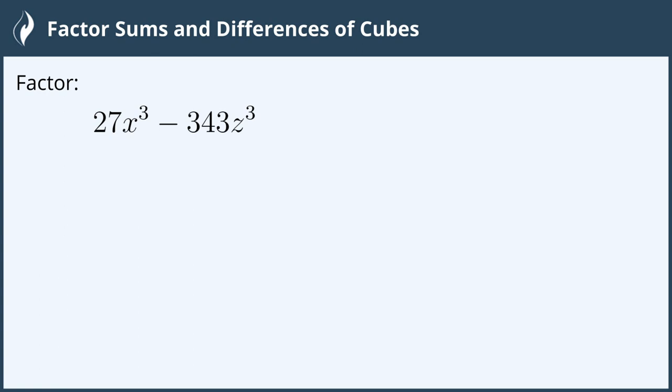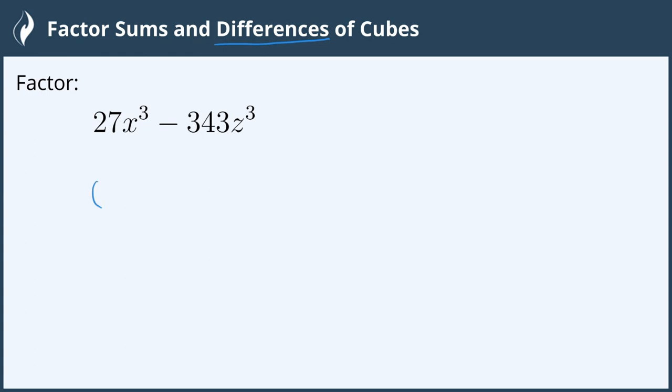Factor 27x cubed minus 343z cubed. Because this is a subtraction, this means that we are finding the factor of a difference of cubes. And the only way to do this is to memorize the pattern. And so we'll factor this binomial into a binomial and a trinomial. And I'll walk through the pattern with you and give you some mnemonics to help.